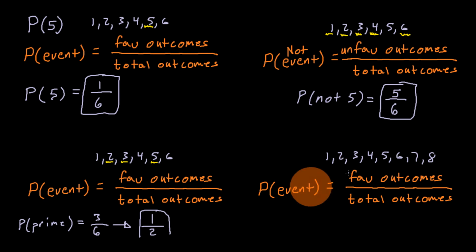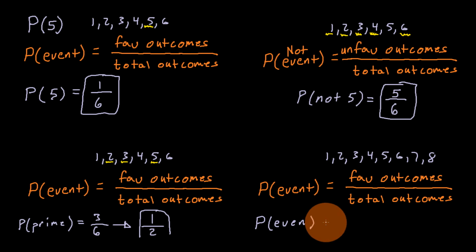And I want to know what the probability is of rolling an even number with this 8-sided number cube. So the probability of rolling an even number, that's equal to our favorable outcomes on top. And how many favorable outcomes do we have? How many even numbers are there? Well, let's see. 2 is an even number, 4, 6, and 8. So we have 1, 2, 3, 4 favorable outcomes.